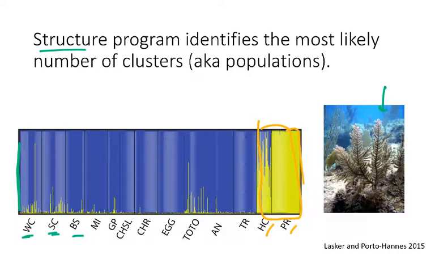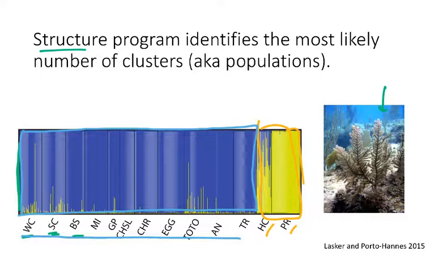In contrast, for all the rest of these sites here on the left, except for a few exceptions, the vast majority of those individuals are assigned to this other blue cluster. So in this case, for this structure plot, we would say that K equals 2. There are 2 clusters, and therefore we would say that there are 2 genetic populations across this whole range.